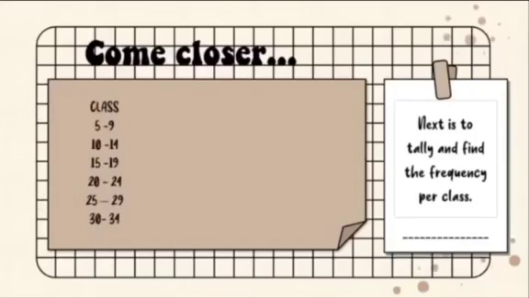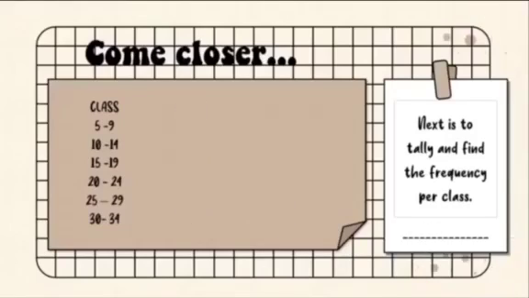In row 1, our class is 5 to 9. Under 5 to 9, our sample is 3, which is 5, 8, and 9. In row 2, our class is 10 to 14. Under 10 to 14, our sample is 6, which are 10, 11, 12, 13, and 14. In row 3, our class is 15 to 19. Under 15 to 19, our sample is 8, which are 15, 16, 16, 16, 16, 17, 18, and 19.